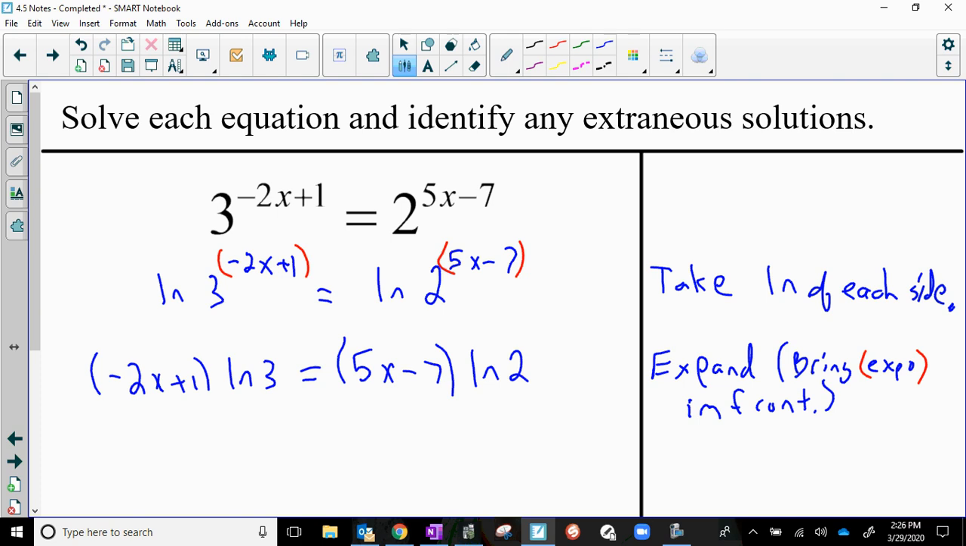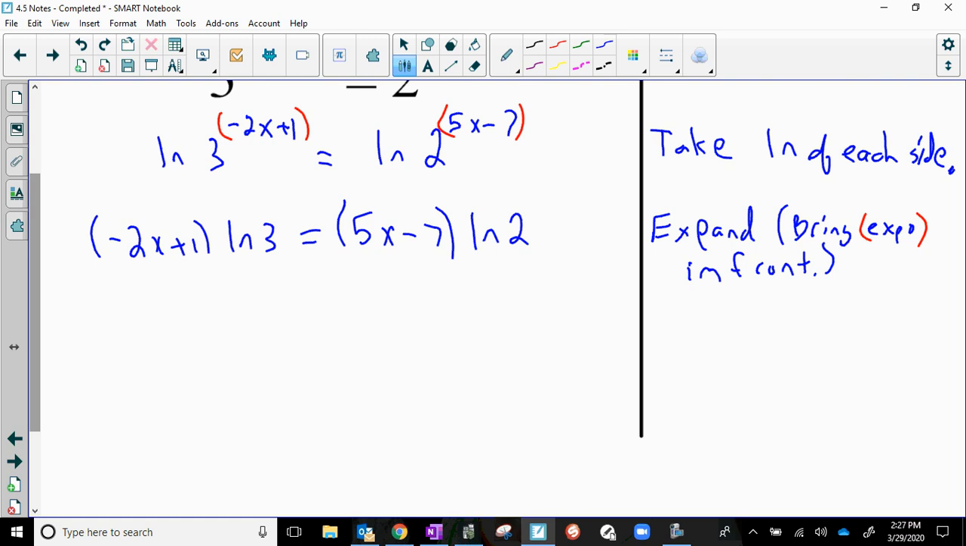Those are just numbers. So if you weren't looking at the natural log, you would just take the 3 and the 2 and distribute. That's what we're going to do. Except these numbers are kind of like square roots of 2. It's just easier to leave it as square root of 2. So we're going to leave these as natural log of 3, natural log of 2. All right. So now we're going to distribute.